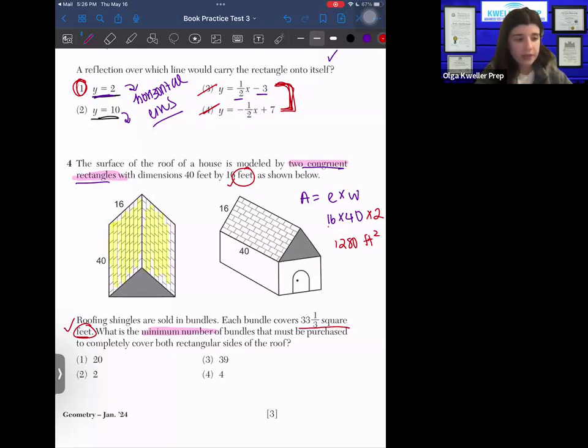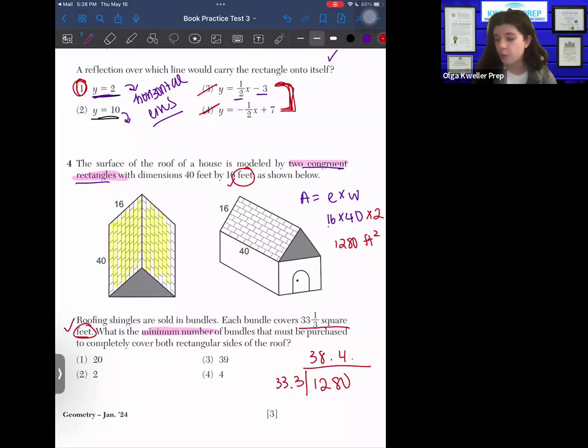Yeah, we got to divide, right? The last step. So we have to divide that by 33 1/3. So 1280 divided by 33.3. And we end up with 38.4.